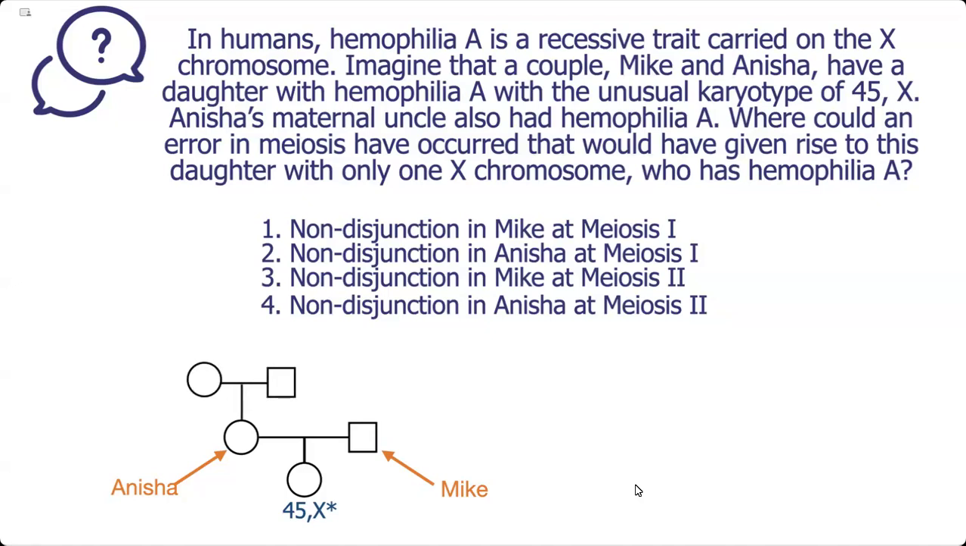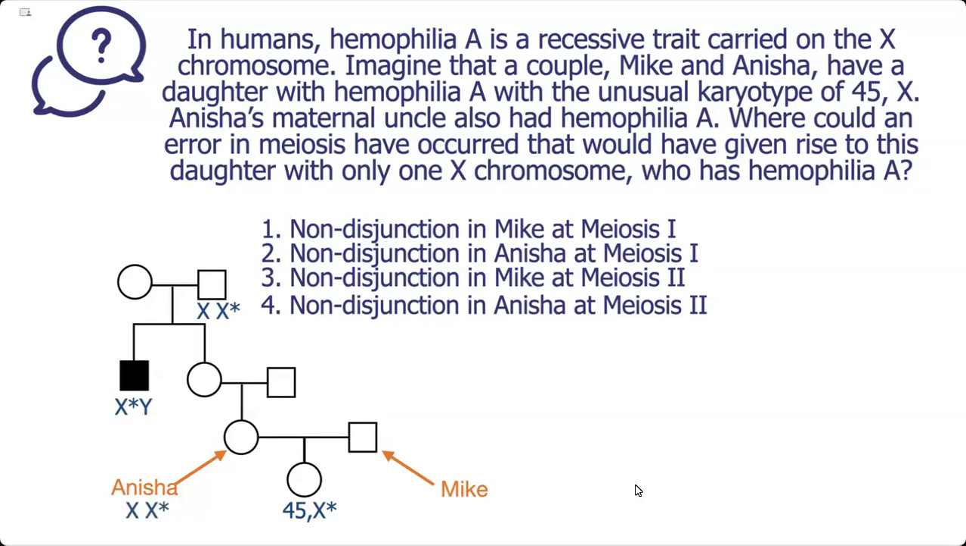So let's draw Anisha's side of the family. This is Anisha's mother and father, and the question states that her maternal uncle has hemophilia A. So that means the uncle on her mom's side, and these are Anisha's grandparents. So we can label the genotype of the maternal uncle that has hemophilia A, and we know the genotype of the maternal grandma, that she would have to be a carrier.